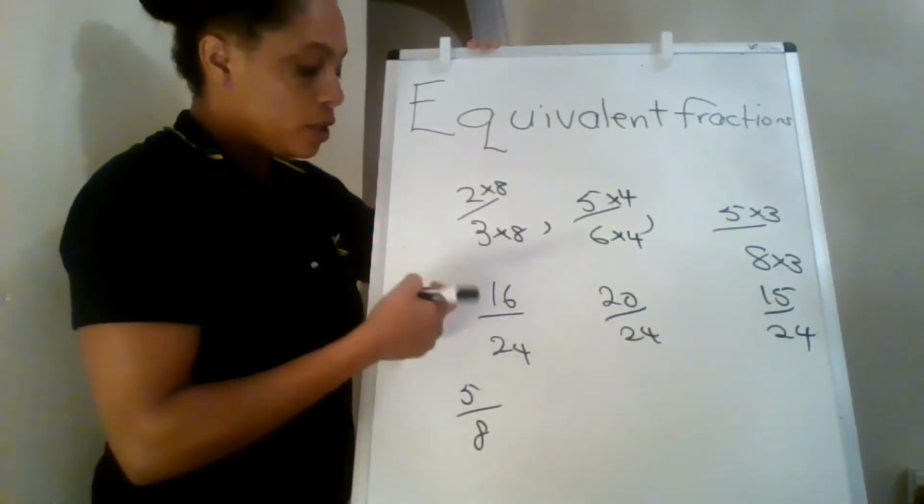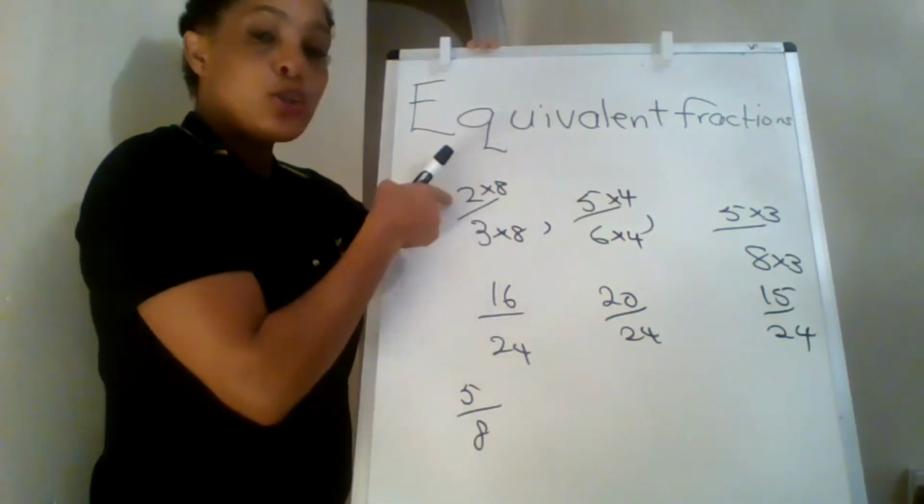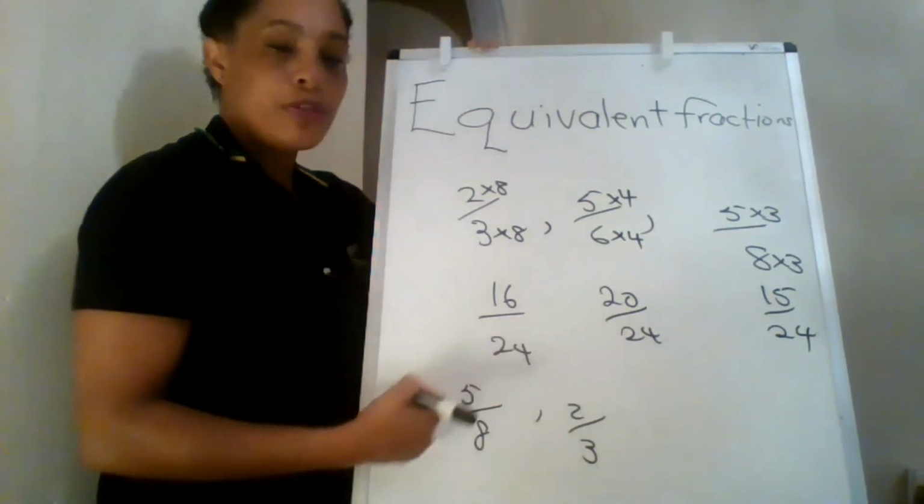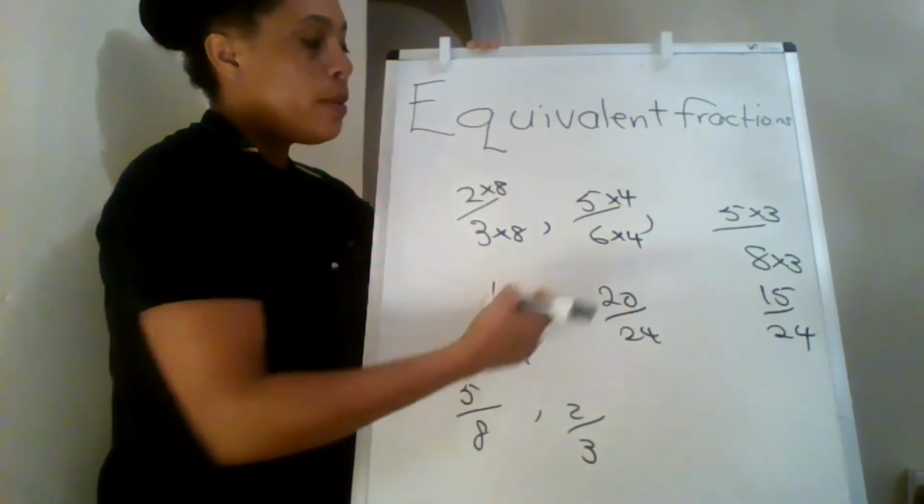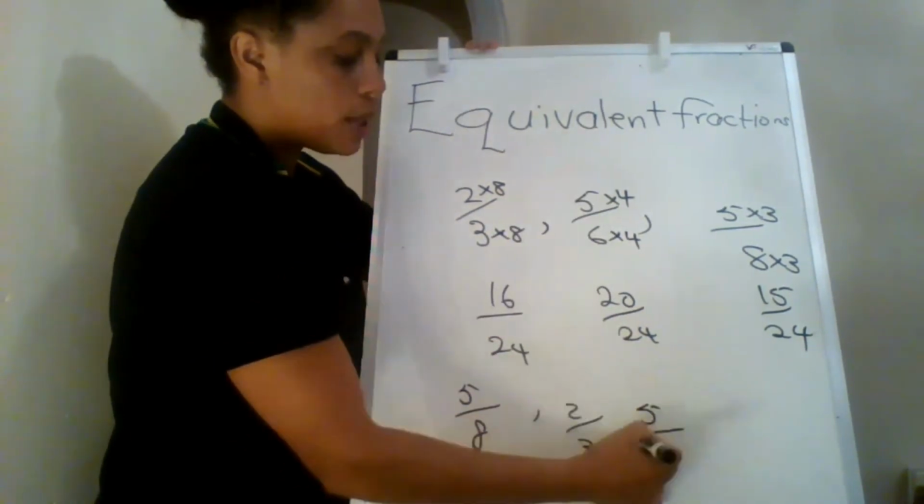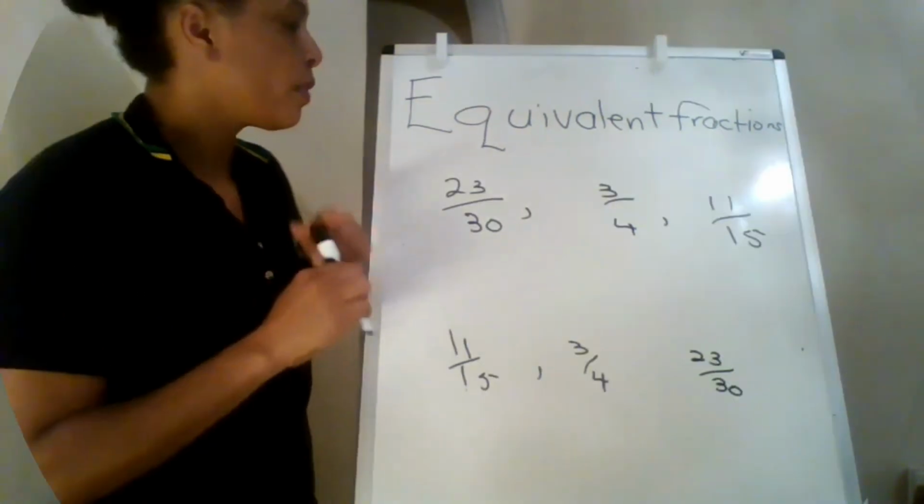The next one that comes in order is 16 over 24, and that matches 2 out of 3. So the next one is going to be 2 out of 3. The next one matches 20 over 24, and that's 5 out of 6. So our answer there is going to be 5 out of 6.